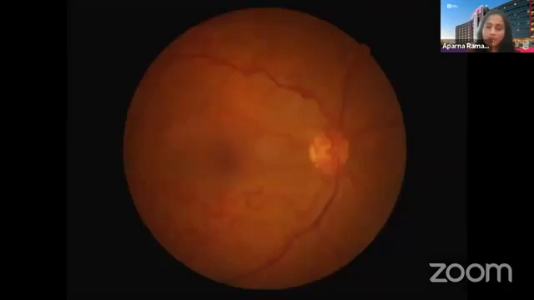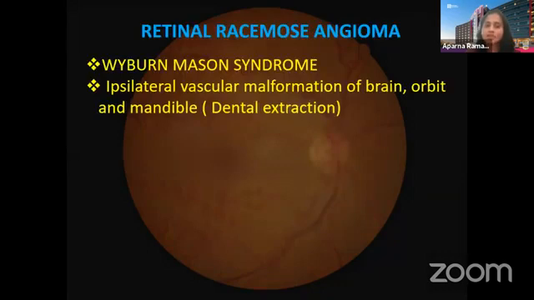This is another picture where you see tortuous retinal vessels, and this is suggestive of Wyburn-Mason syndrome. Fortunately, there is no exudation, no leakage. The one important thing to remember is it's usually associated with ipsilateral vascular malformation of the brain, orbit and the mandible. So you have to let the patient know that if they're having a dental extraction, that angioma can bleed and can really have a torrential bleed.